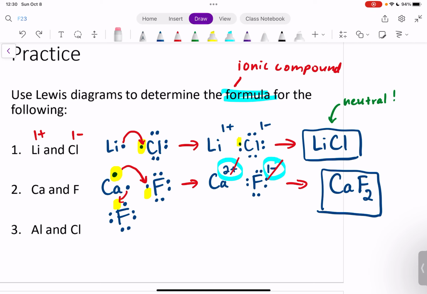So let's go back, though. I want to show you. I do want to keep that there. All right, so it is neutral, though. We did do our job, and this is also neutral. It's also our formula, CaF2. And then how you would say that, right, is calcium fluoride. Just like the previous one is lithium chloride, something like that.